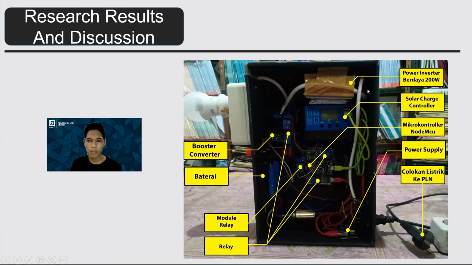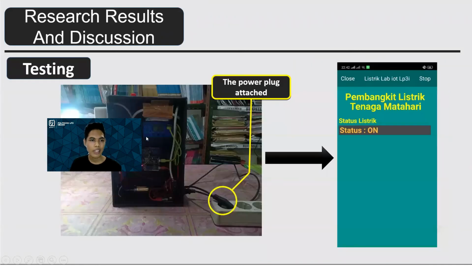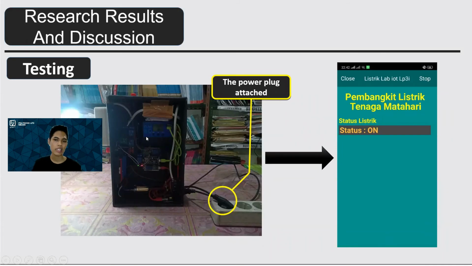Okay, from this picture, we can see the components. There are a power inverter with 200 watts, a solar charge controller, a microcontroller NodeMCU, a power supply, and this outlet, and also a relay module, a battery, and a boost converter.